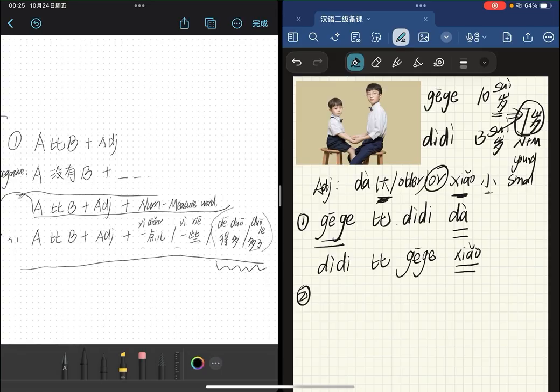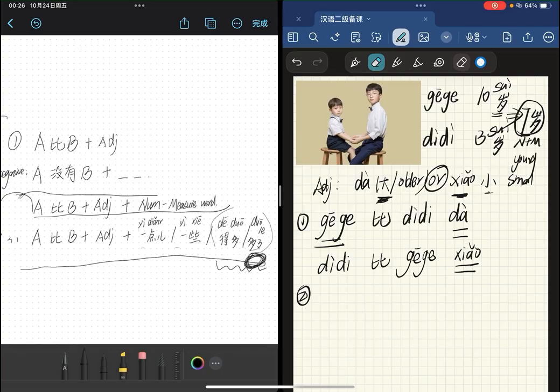So for 哥哥比弟弟大, this time I choose 多了, as a word expressing degree. So we get the sentence 哥哥比弟弟大多了, and then 弟弟比哥哥小多了. Okay, so that is comparing the age.